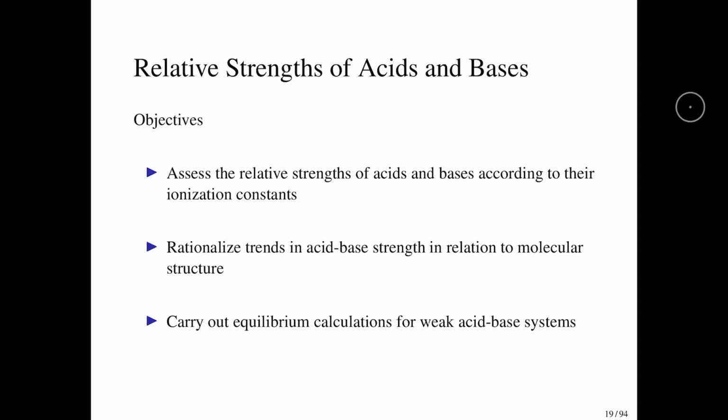Okay, guys, this next section of the acid-base chapter is a little long, and so it makes sense to break it up into two parts. I'm going to focus first on this middle learning objective, where we are to rationalize the trends in acid-base strength with molecular structure. And so we'll focus on that part in this video, and then we'll save the first and third learning objectives for the next video.